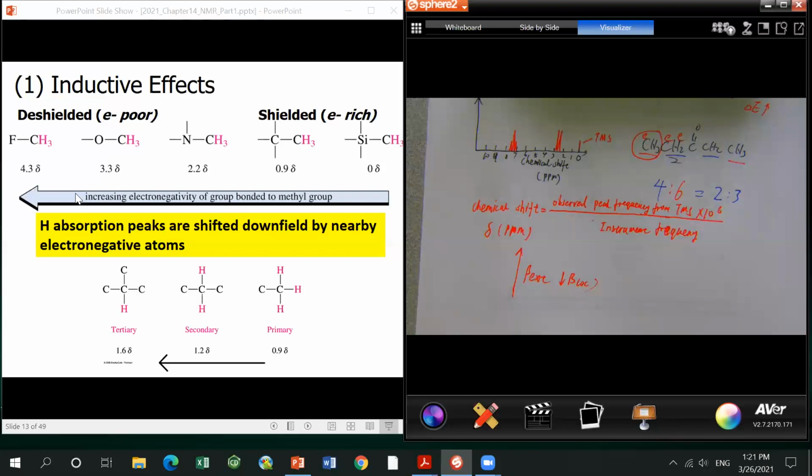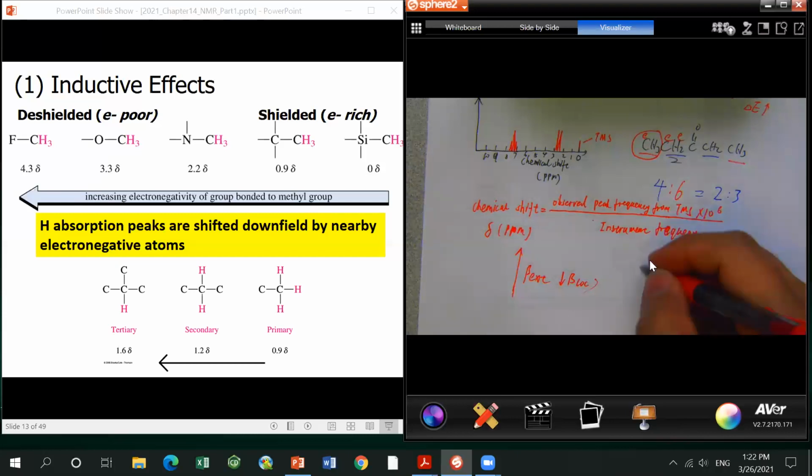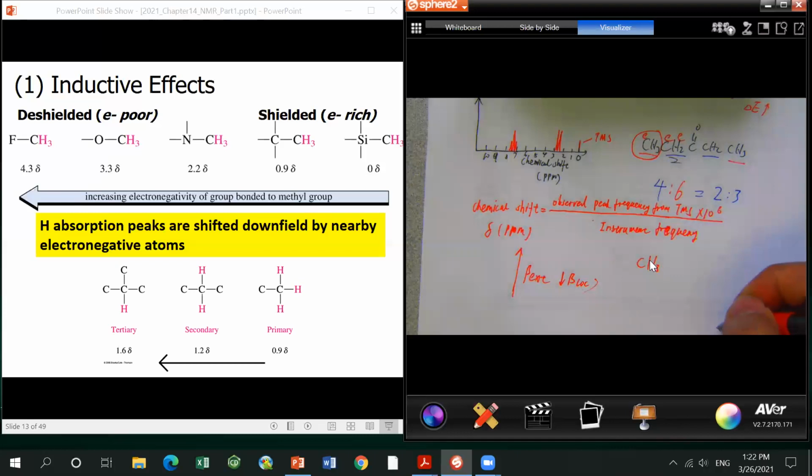Just one thing, please keep in mind, and you can also write it down. For the different types of hydrogens, primary, secondary, and tertiary, they may differ a little in their chemical shift. The primary hydrogen, CH3, has the lowest one, followed by secondary, CH2R, and then tertiary, CHR2. R is an alkyl group.